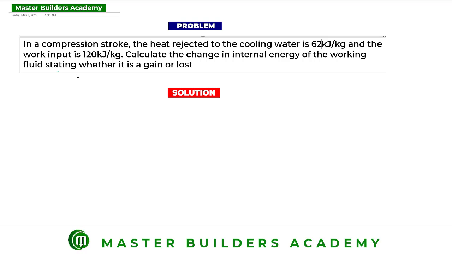Because it reduced, that means heat has been lost, heat has been rejected, heat has been extracted from the initial water that was heated to 100 degrees. Hope you understand. So the heat rejected to the cooling water is 62 kilojoule per kilogram, and then the work input is 120 kilojoule per kilogram.